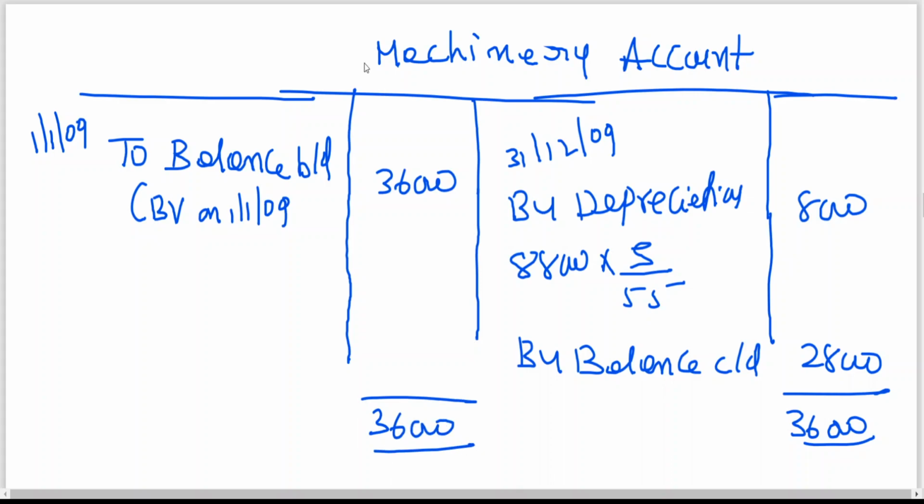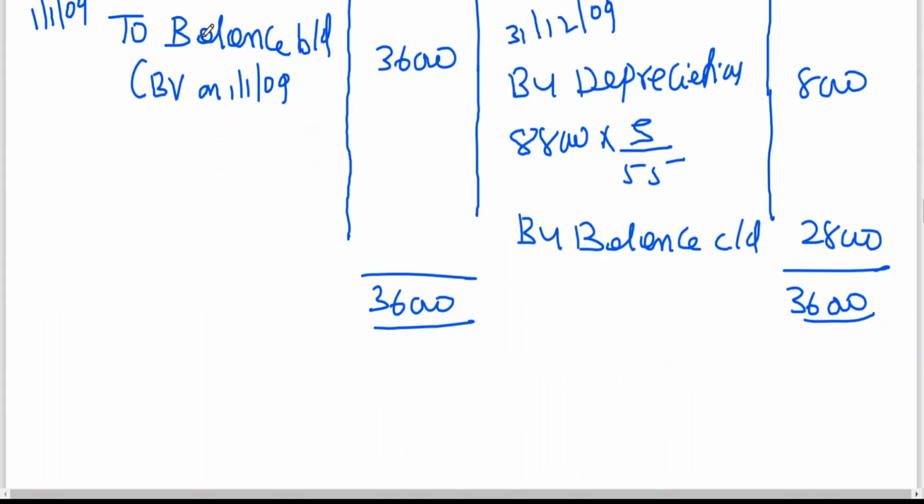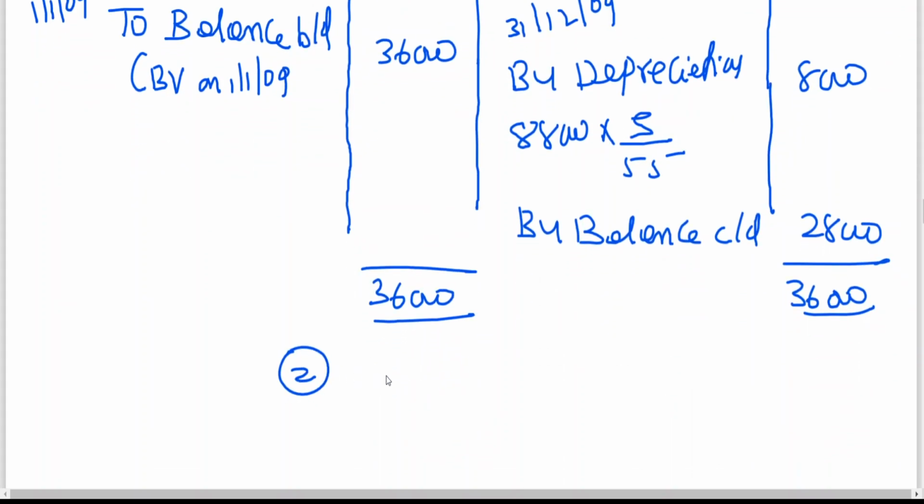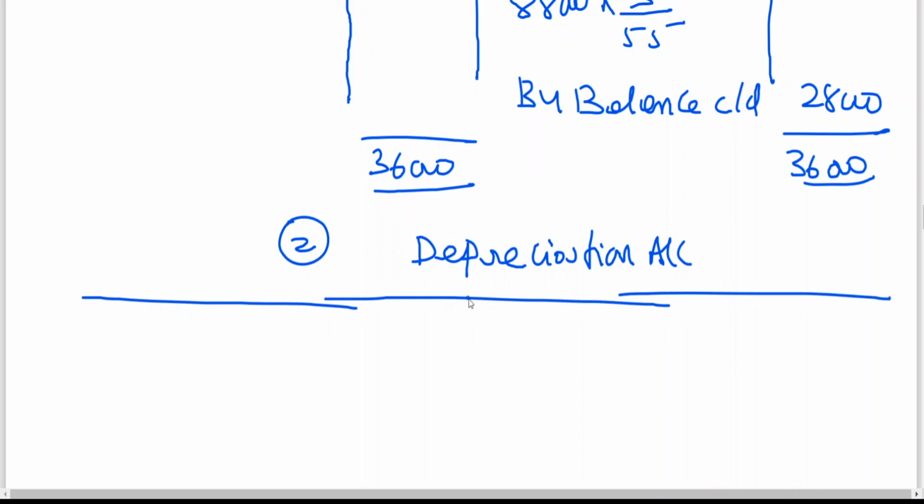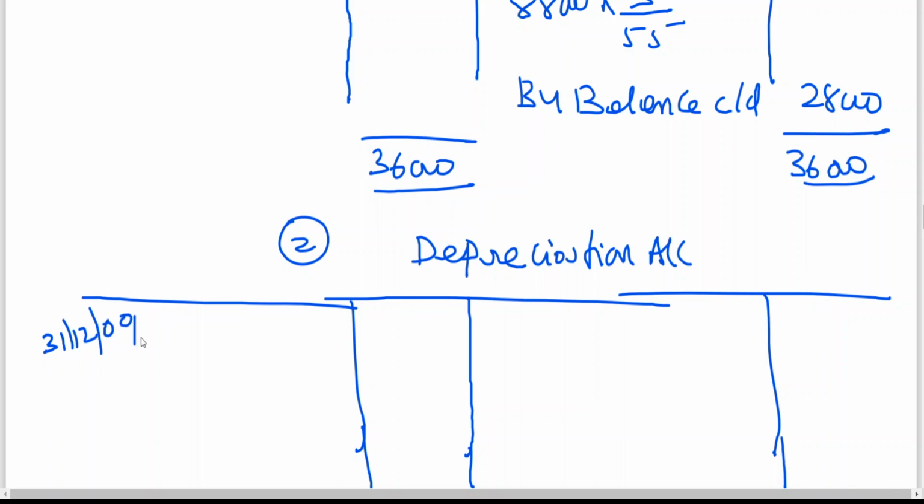This is how you have to open which account? Machinery account. The second account which you need to open is, they're asking you to open which account? Depreciation account. Depreciation account. What is to be done here? 31st December 2009. That's it.